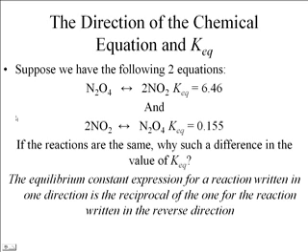Why are they so different? This is an important rule to understand: the equilibrium constant expression for a reaction written in one direction is the reciprocal of the one for the reaction written in the reverse direction. So if you take your calculator out and you take 1 over 6.46, it's equal to 0.155. And so when you flip an equation around, the KEQ becomes the reciprocal, or 1 over the original value of KEQ.